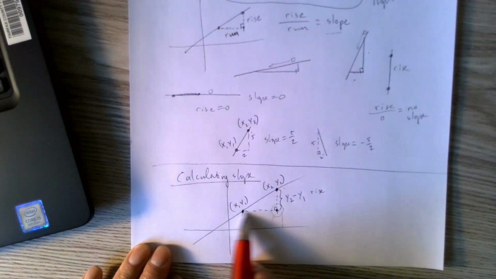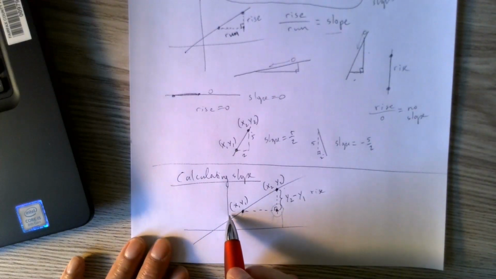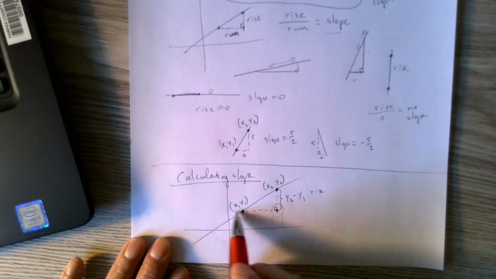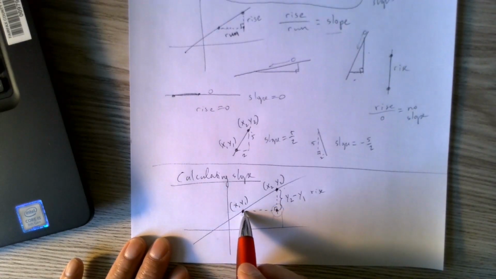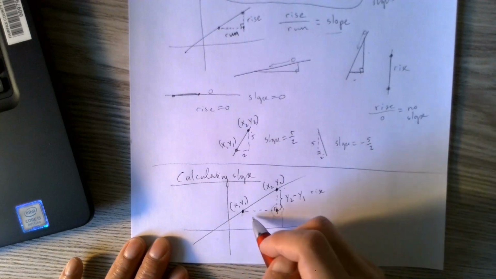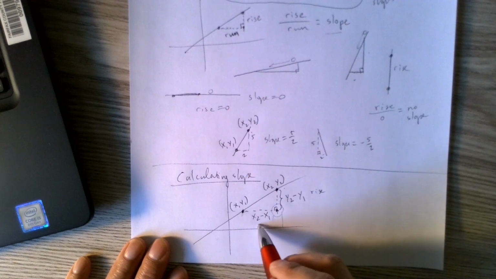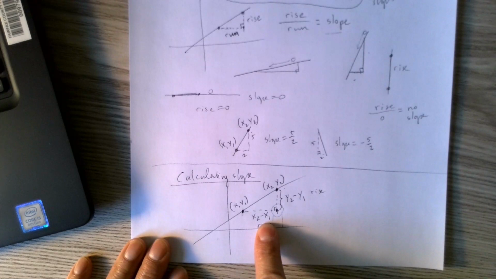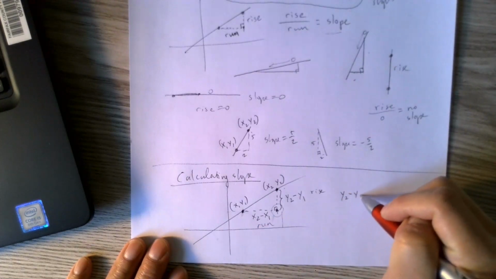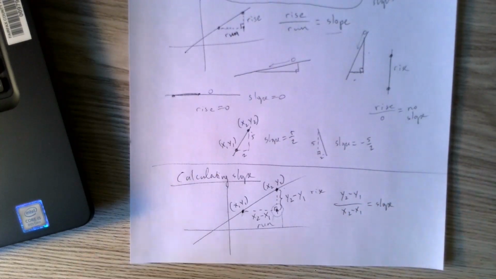Now the run is the horizontal part of this triangle. The distance from here to here will be, starting from the y-axis, this, which is x2, minus this, which is x1. So x2 minus x1. That's the run. Okay, rise, y2 minus y1, run, x2 minus x1. That is our slope.